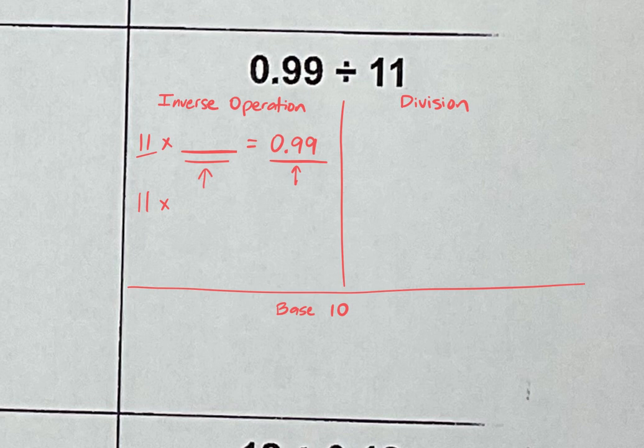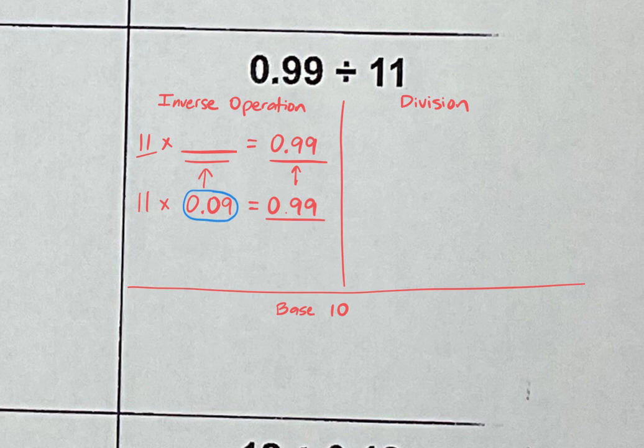But if I'm trying to change this into hundredths, it's not just 11 times 9, right? Because that would be 99. But we need 11 times what? 9 hundredths to make that match our product, right? And so now that we've done 11 times 9 hundredths, that could give us 99 hundredths. So our final answer would be 9 hundredths.